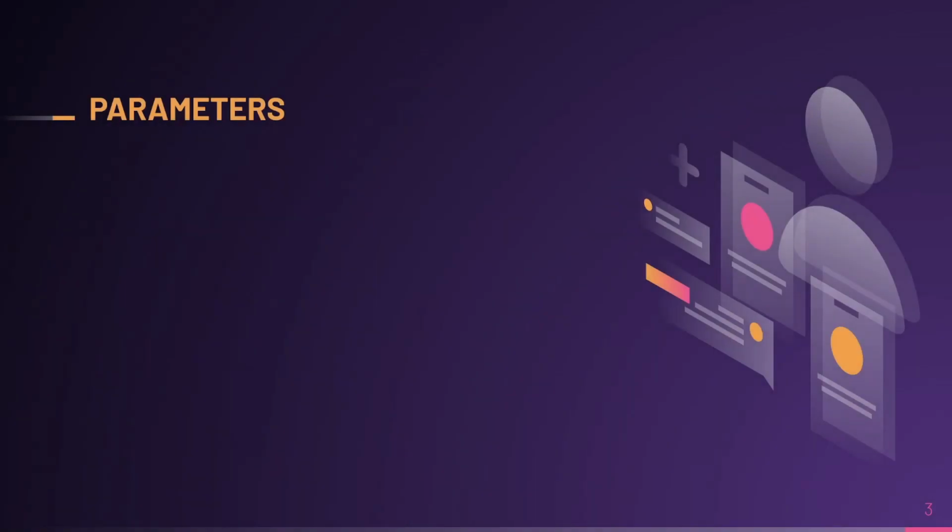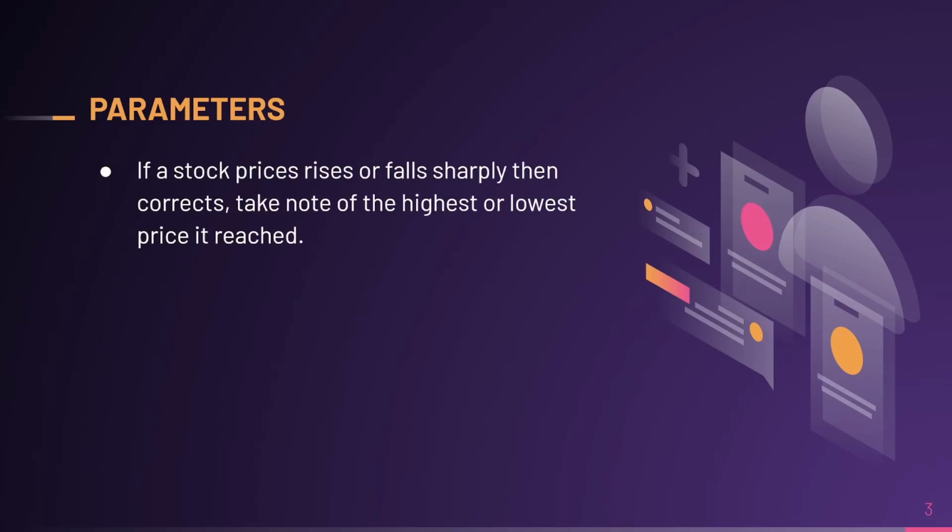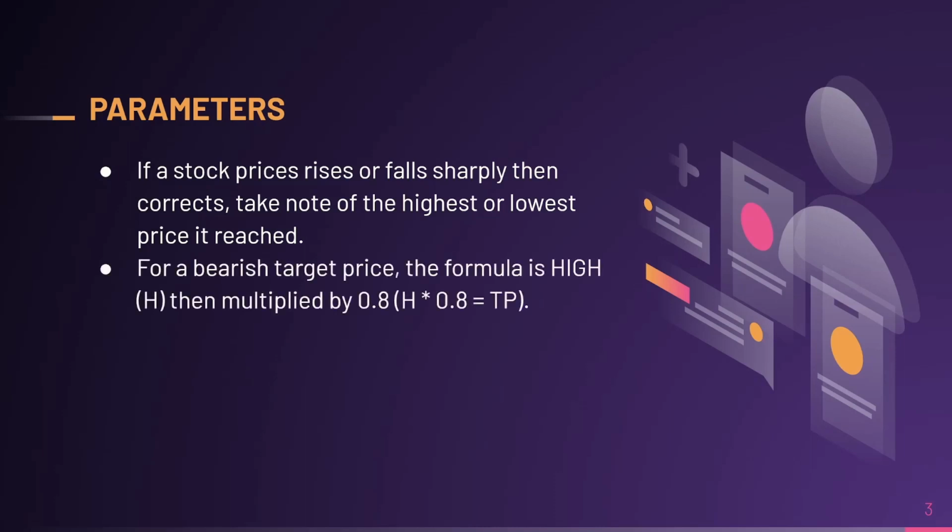Okay? Now, what are the parameters for the 20% rule? Una-una, if a stock price rises or falls sharply, then corrects, meaning isang sheer move to the upside or to the downside, you take note of the highest or the lowest, whichever the case may be, price that it has reached. Okay? And then, for a bearish target price, the formula is the high, then multiplied by 0.8.